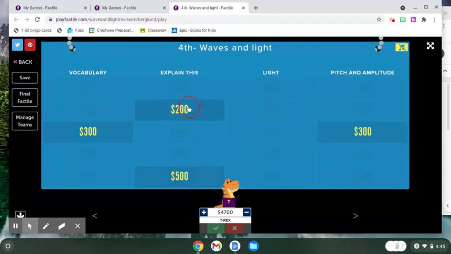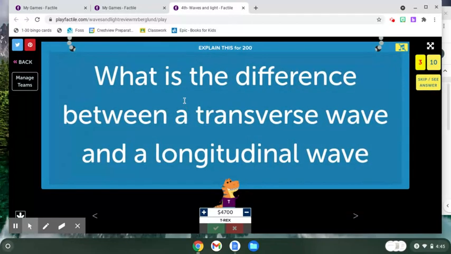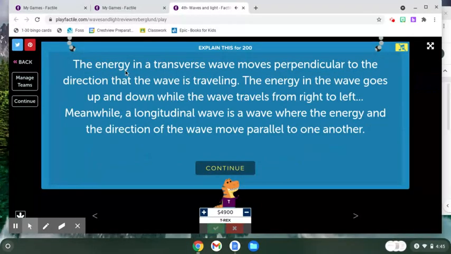Explain this for 200. What is the difference between a transverse wave and a longitudinal wave? The energy in a transverse wave moves perpendicular to the direction that the wave is traveling. The energy in the wave goes up and down while the wave travels from left to right. While in a longitudinal wave, the energy and the direction of the wave move parallel to one another. All right, so you're going to have to understand perpendicular and parallel, but I know you guys can do this.